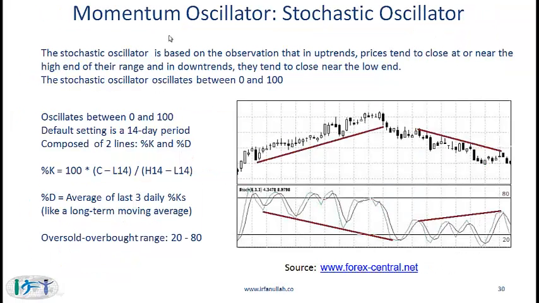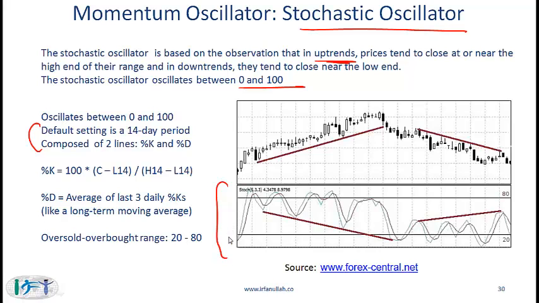The third momentum oscillator we'll talk about is the stochastic oscillator. The stochastic oscillator is based on the observation that in uptrends, prices tend to close at or near the high end of their range, and in downtrends, they tend to close near the low end. The stochastic oscillator oscillates between 0 and 100. The default setting is typically 14 days. And as you see over here, the stochastic oscillator has two lines. One is called percentage K, the other is called percentage D.